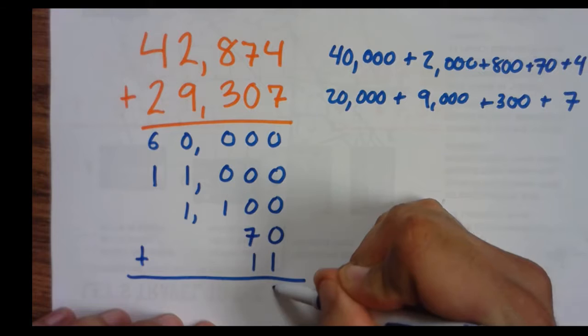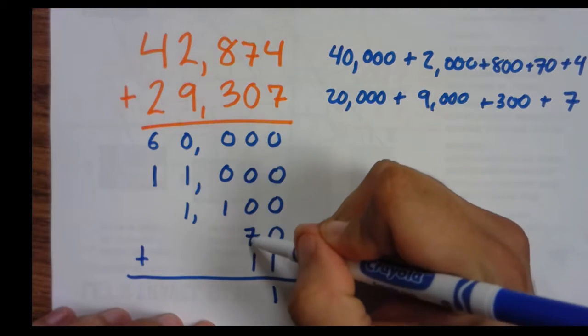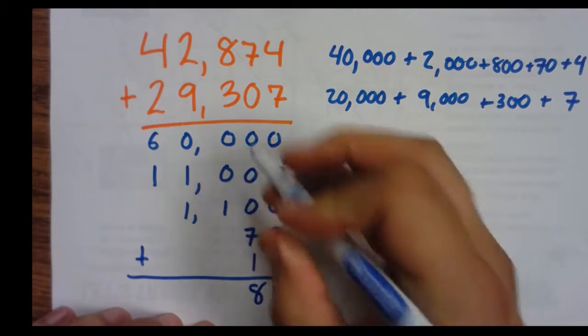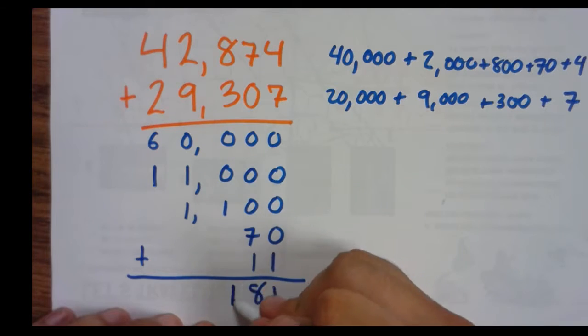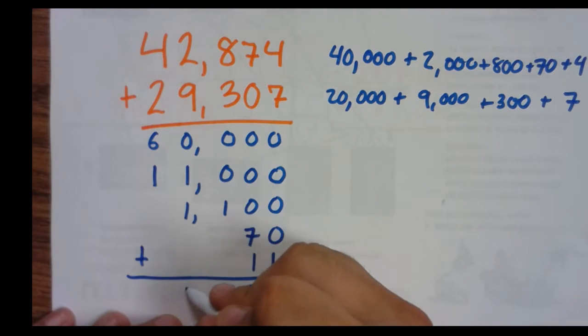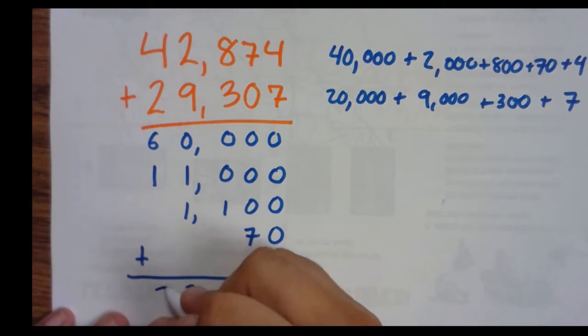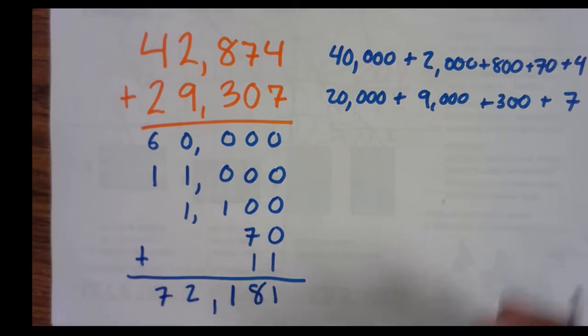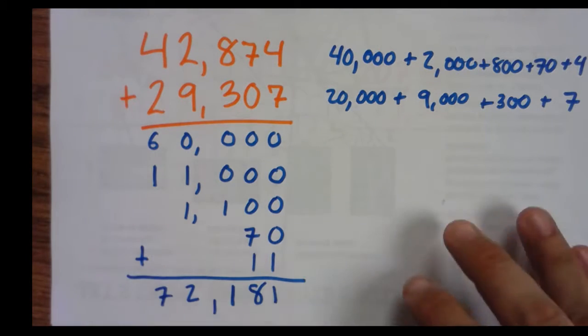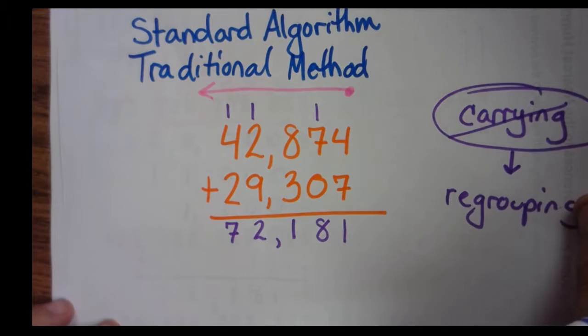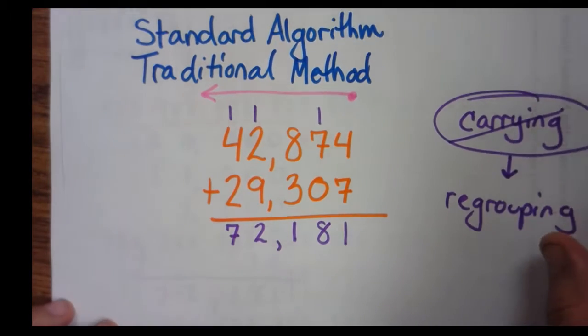Going across here, that's 1. 7 plus 1 is 8. 1 plus nothing is 1. 2. 7. 72,181. And you'll notice we got the same answer we got previously, 72,181.